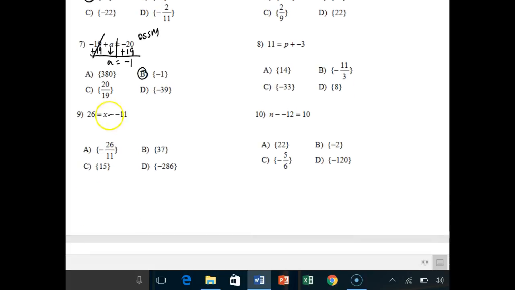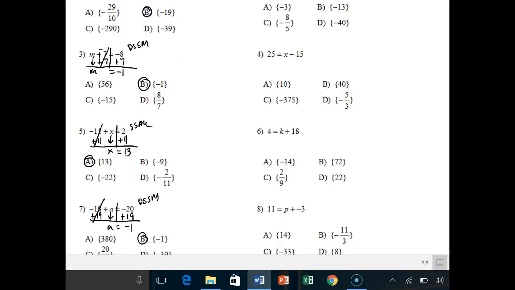Number 9. See two negative signs in a row. You change that to plus positive, so really plus positive 11. This time the variable is on the right-hand side, so you need to add negative 11 to both sides, because positive 11 plus negative 11 will give you 0. Cancels that out. Bring the variable down. X is equal to 26 plus negative 11. That's a DSSM. Different sign. Subtract. That means 26 minus 11 is 15, and it's positive because there are more positives.